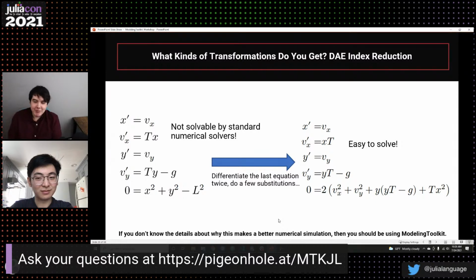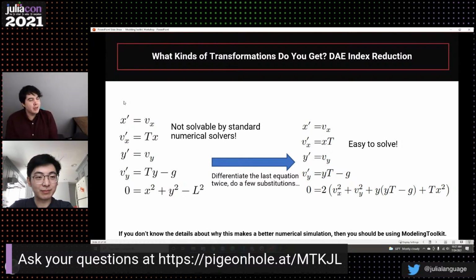That's a very funny statement, right? Because you know how to write down a pendulum in a way that works. You use Euler angles. But if you write down a pendulum like this, you'll actually find that it's not solvable by DifferentialEquations.jl. It's not solvable by Sundials. It's not solvable by ODE solvers.